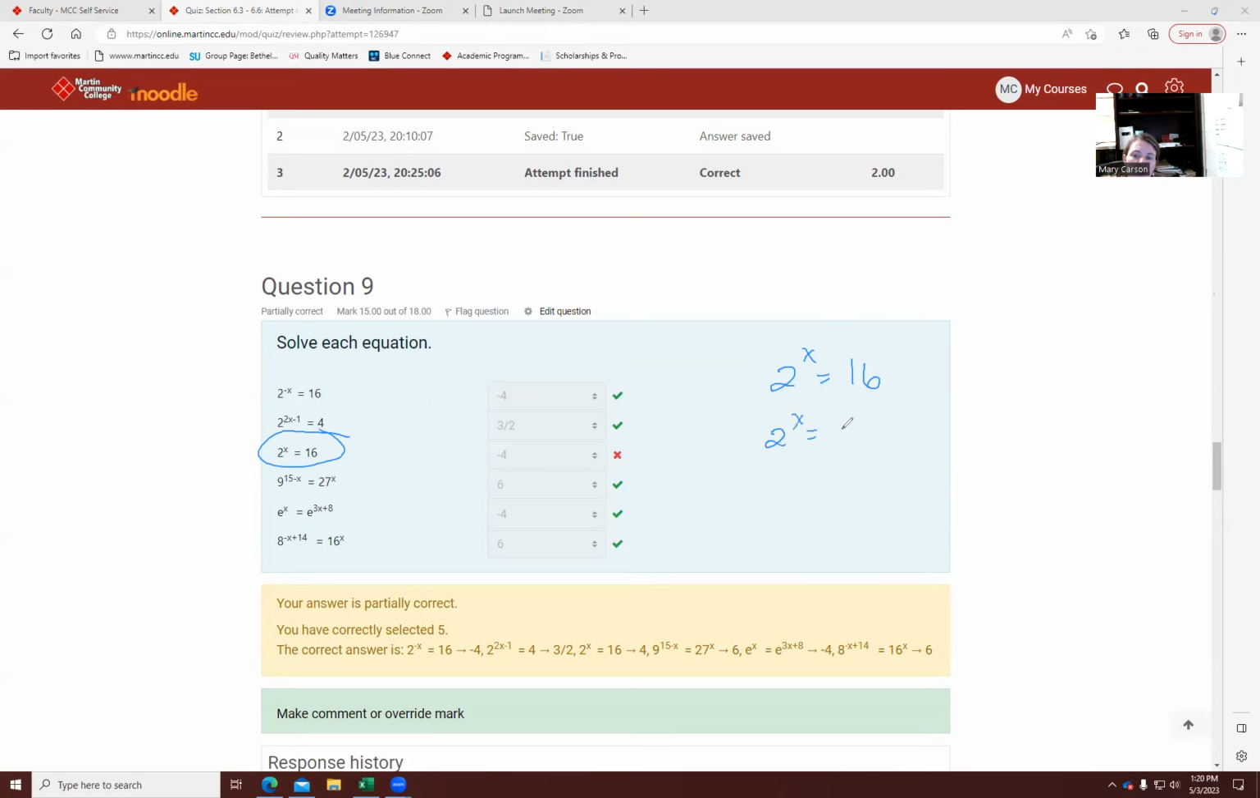Okay, you want to have a base of 2 here. So what exponent would have to go here that would give you 16? It would have to be 4, right? So x is equal to positive 4 would be that one, not negative. Okay.